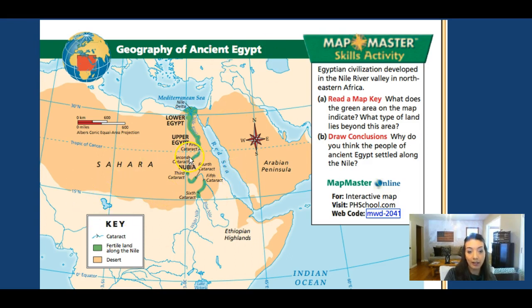So once again, here is the Nile. This is considered Upper Egypt because the elevation is actually up a little bit higher. This is where the Nile starts. Well, you can see that it goes down here, okay? So it flows down towards the Mediterranean.